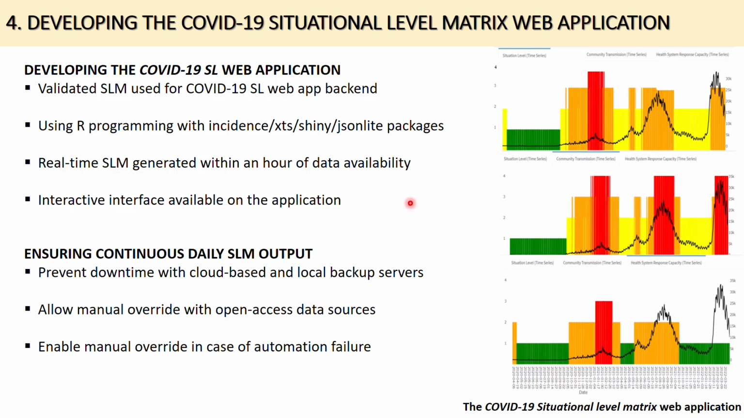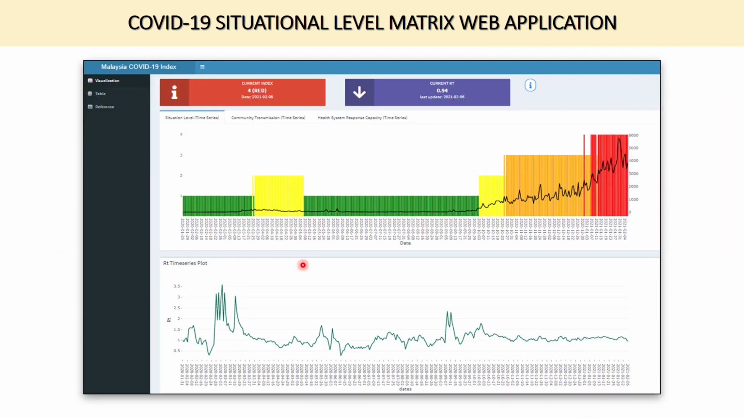And furthermore, the interface is an interactive interface which is available on the application. To ensure that we have got daily situation level metrics being produced continuously without any interruption, we ensured that the server was available in a cloud base as well as with backup servers. A manual override function with open access data source was made available. We also enabled manual override in case of automation failure. So these measures were put in place to ensure continuous daily situation level metrics output generation.